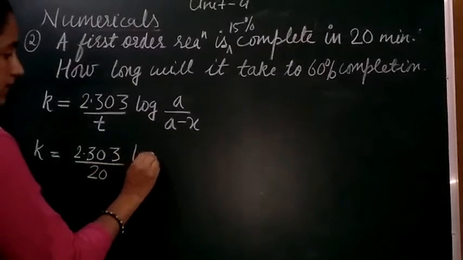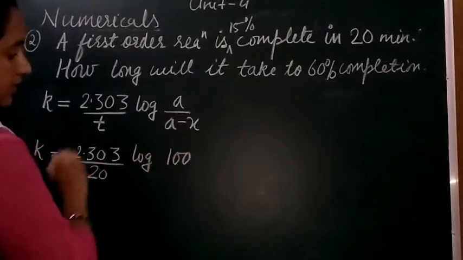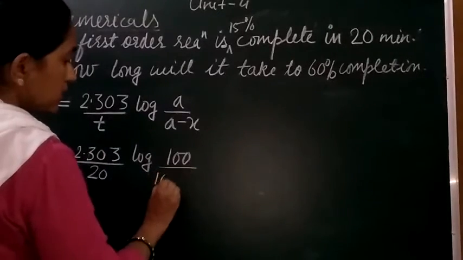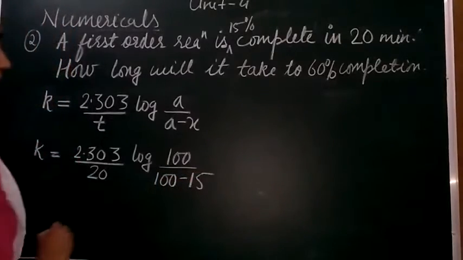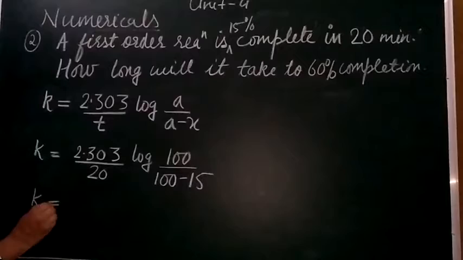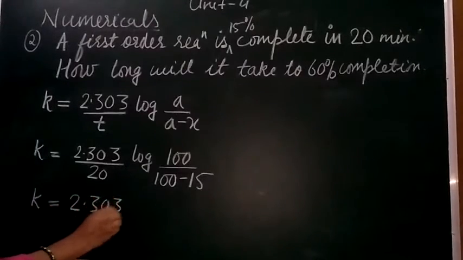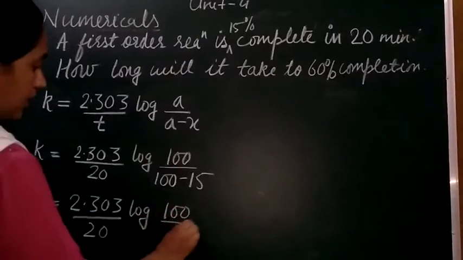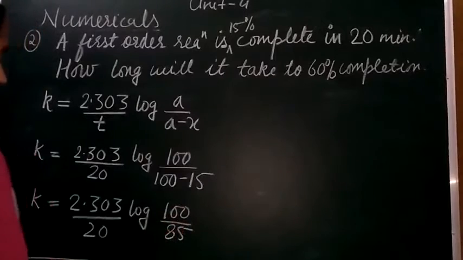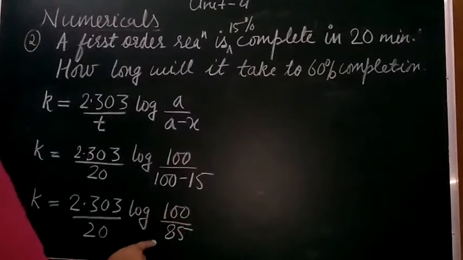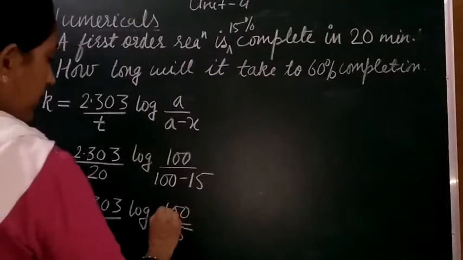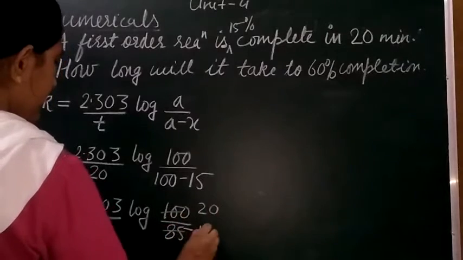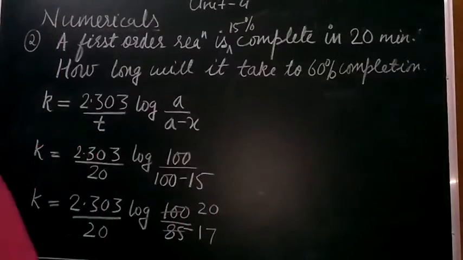The next thing given to us is that if we take 100 parts of the reactant, 15 parts are used up, 15% is used up. So it is 100 minus 15. Here it will become k equals 2.303 upon 20, log 100 upon 85. Either you can do it here only: 100 cancels with 5, it is 20 and 17, so you can find out log 20 and log 17.